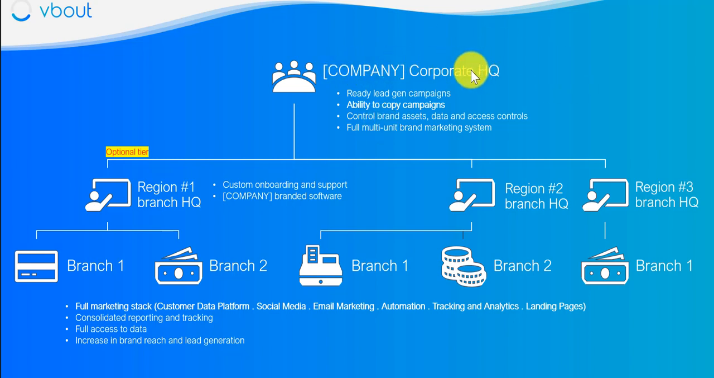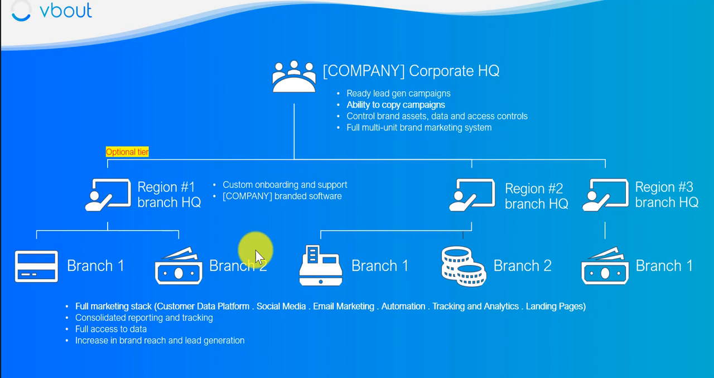So this can be the top tier company headquarter account. Underneath that, you can get the region. So let's say you have different locations or states, and under each state there are sub-locations. Now this is an optional tier. You can actually have a headquarters and also a branch directly underneath. In the case of agencies, this is probably more common.